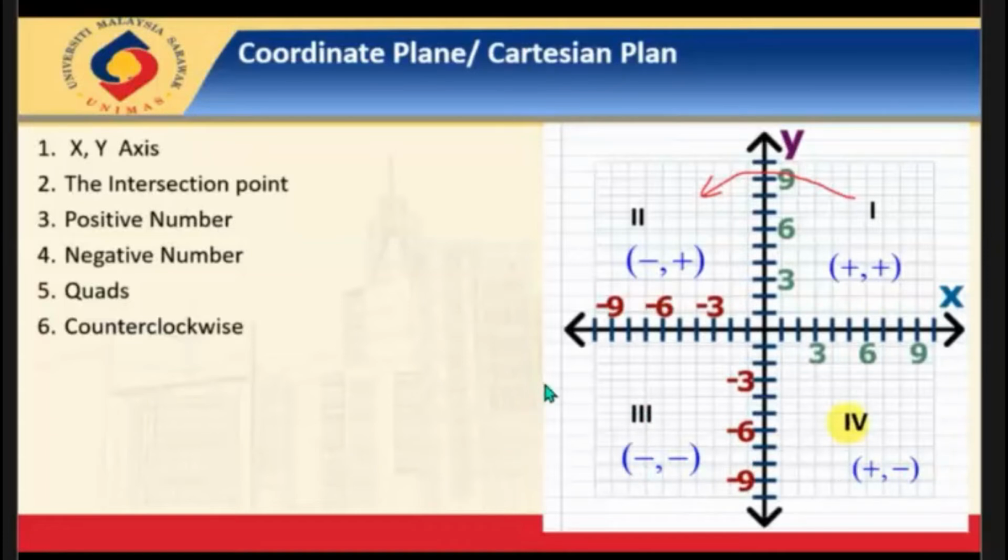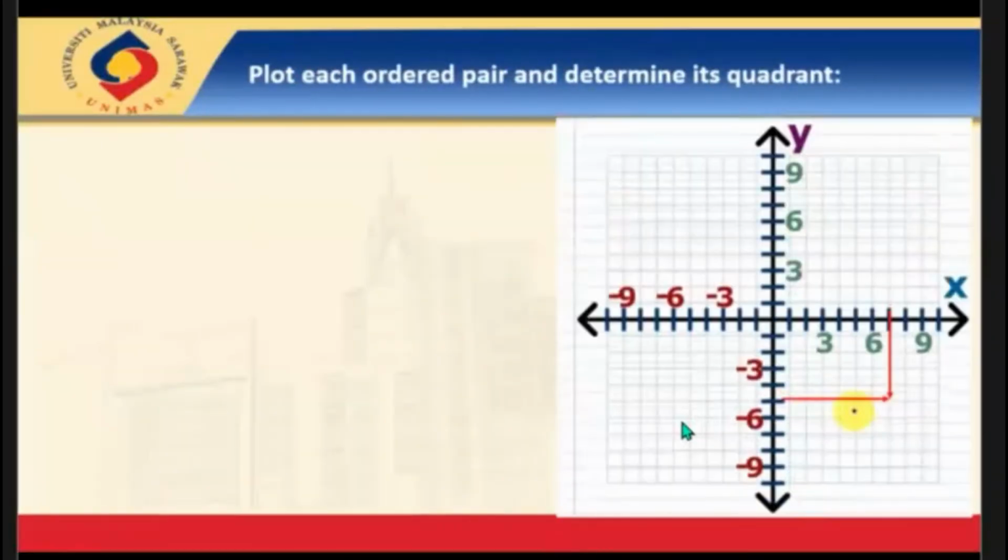Let's go ahead and try to find different ordered pairs in a quad. Suppose the first one is an ordered pair like 5 and negative 5. The first value represents x, and x is positive. So we start from the center point and go to the right, to the right, until we find it here.